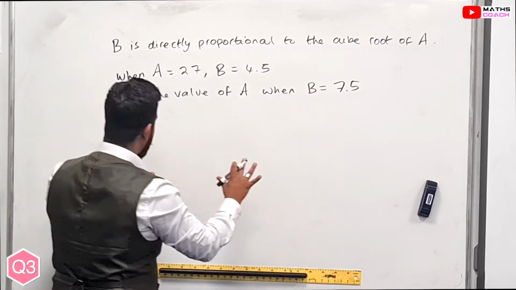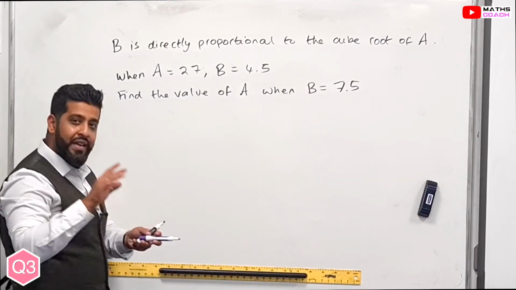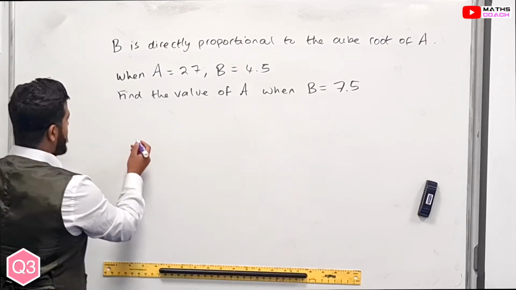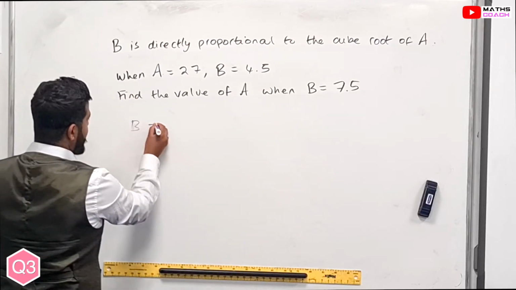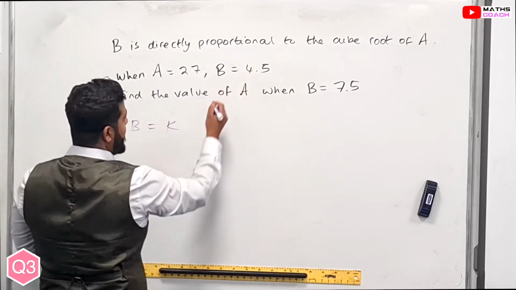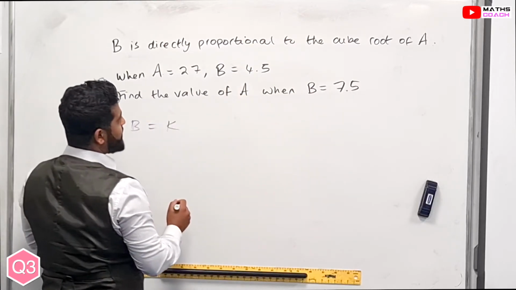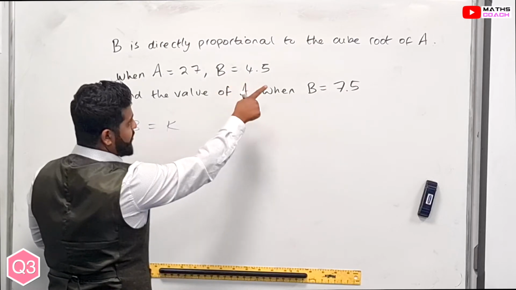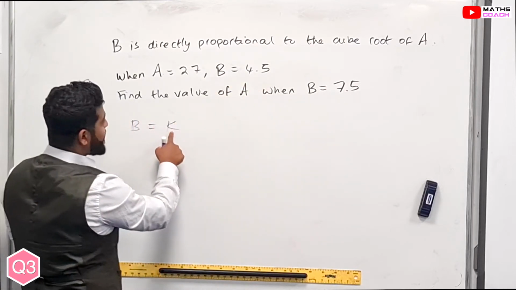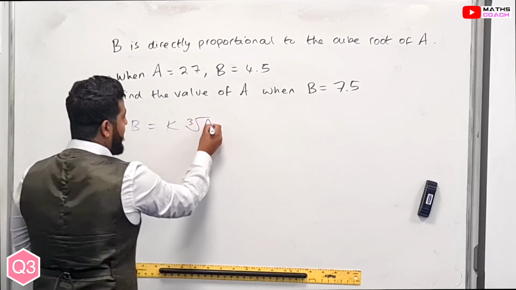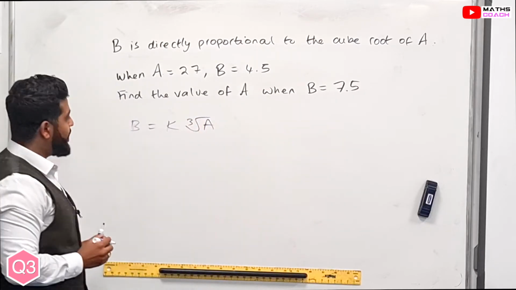I'll go straight through this one with less explanation this time. So it's just for you to basically mark your solutions. So B is equal to K. Now notice this time I've opted to skip the sign, the symbol that I used previously for proportionality. So B is equal to K times the cube root of A. That looks like that, the cube root of A.